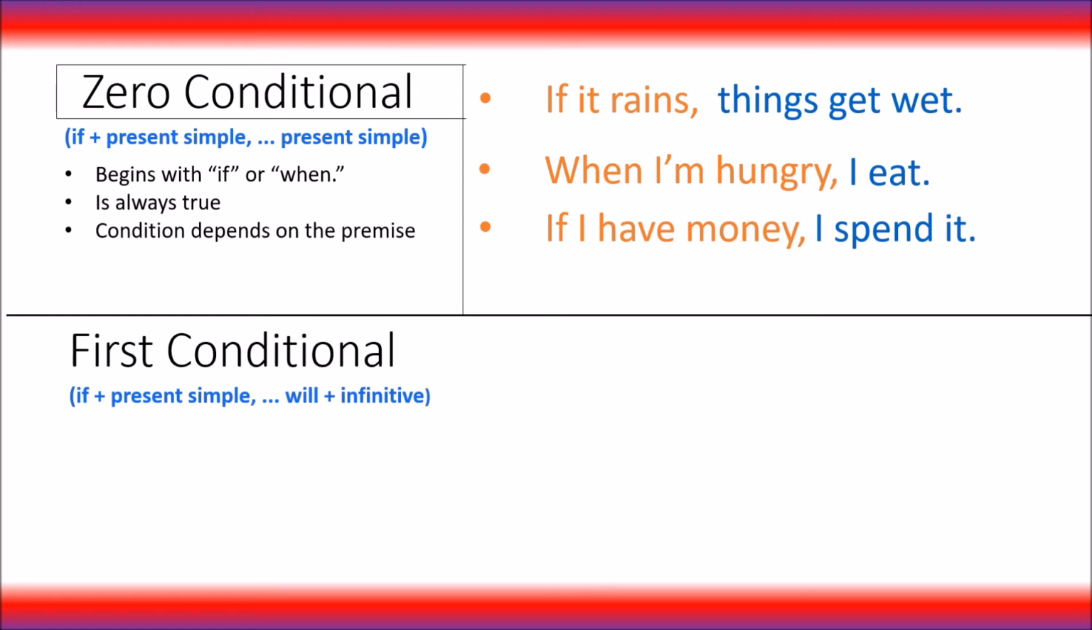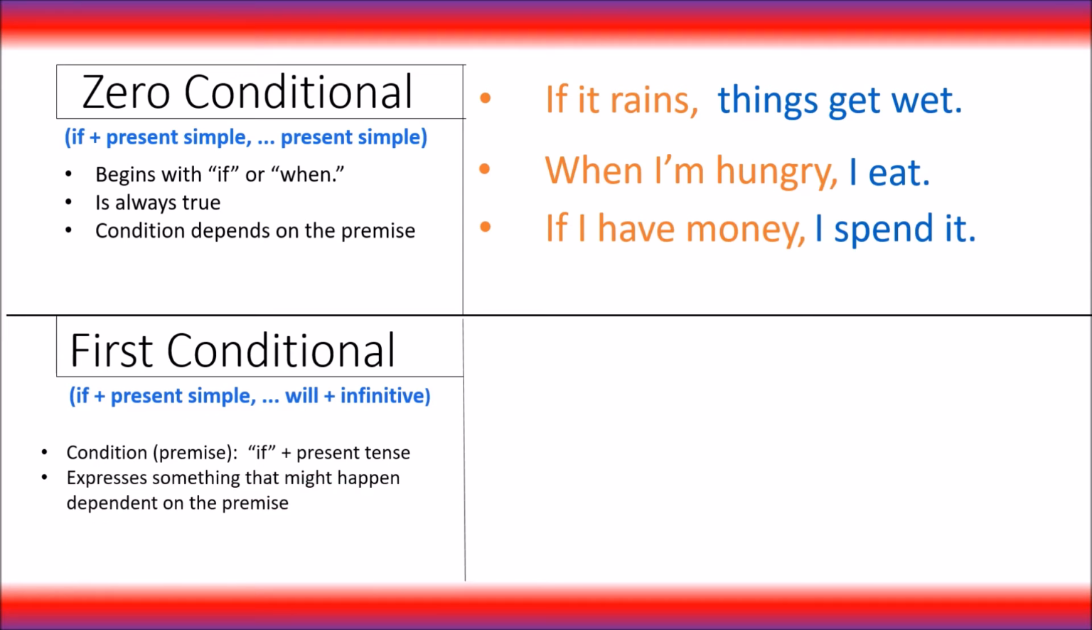This formula is if plus present simple and will, the future, plus the infinitive. Now, these conditions are dependent on these. That sentence made no sense, but I'm going to keep going with it anyways. So the condition, the premise, if plus present tense, expresses something that might happen dependent on the premise. Now remember what the premise is. The premise has to happen first.